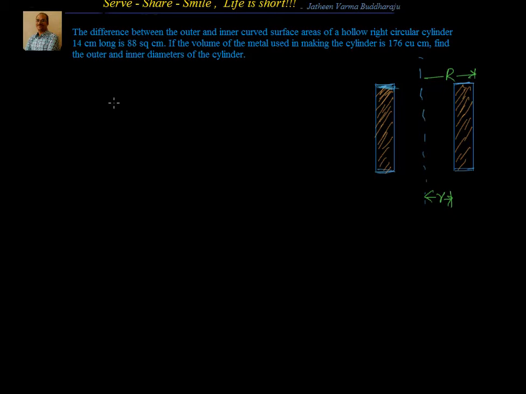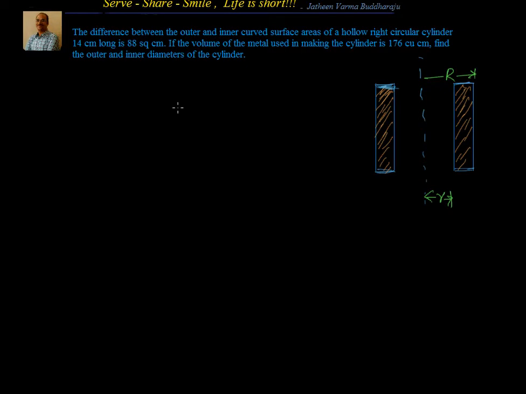We have been given that the difference between the outer and inner curved surface areas of a hollow right circular cylinder 14 centimeter long is 88 square centimeter. If the volume of the metal used in making the cylinder is 176 cubic centimeter, find the outer and inner diameters of the cylinder. So let's try to understand the problem.